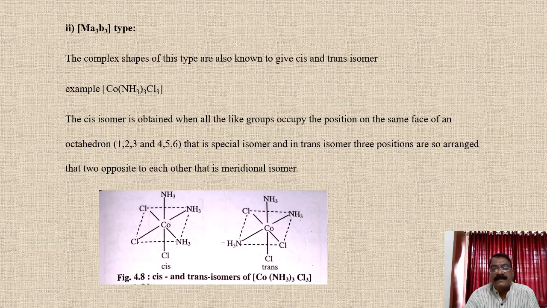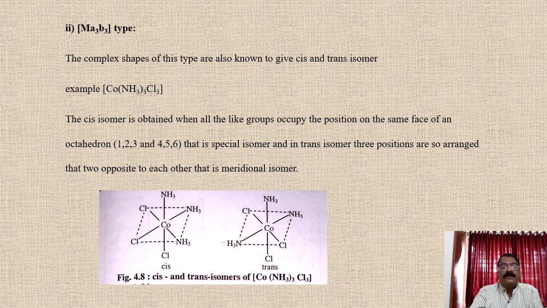While in the second, that is the 2 NH3, 2 and 5 are opposite to each other, 3 and 5 are opposite to each other. So 2 and 4 are opposite to each other, 3 and 5 are opposite to each other. So in the second, it is the trans isomerism. It is called the meridional isomerism.